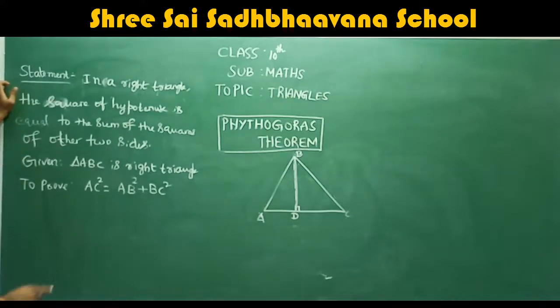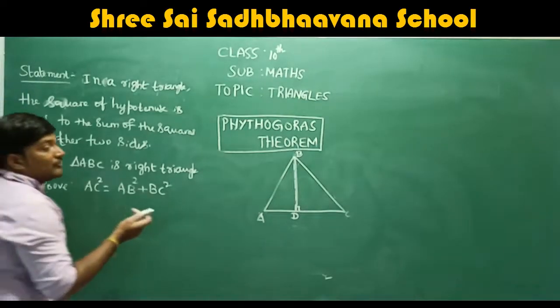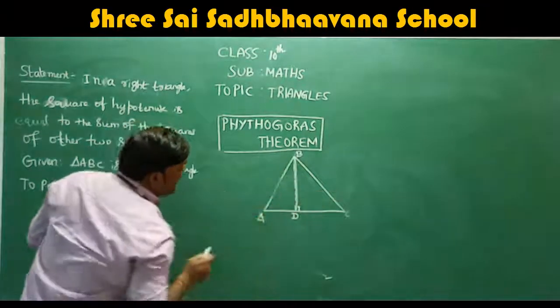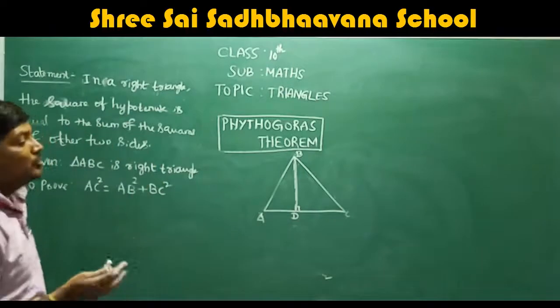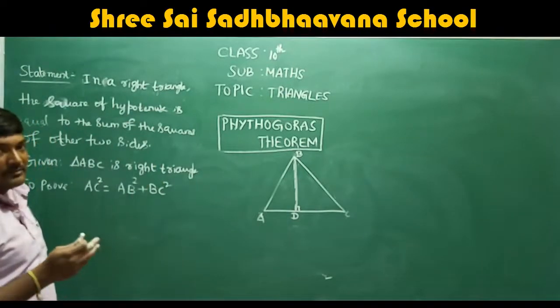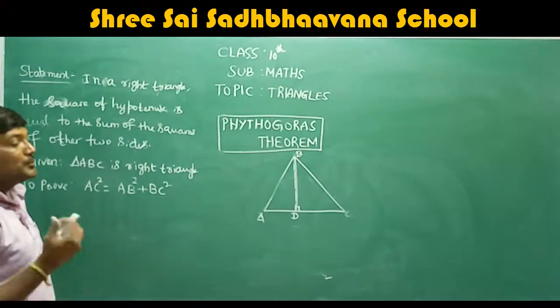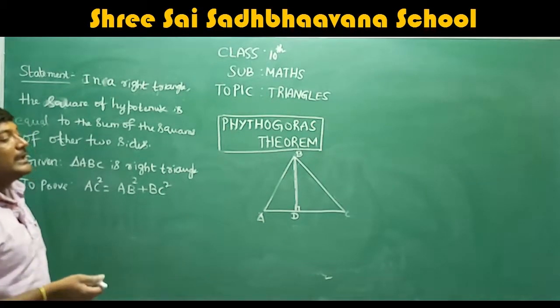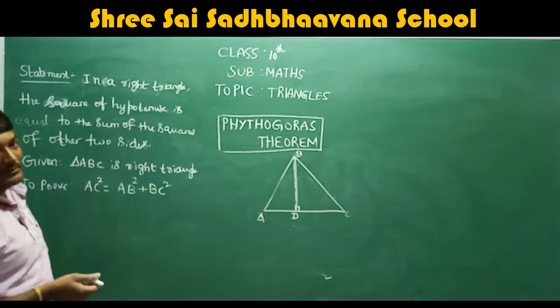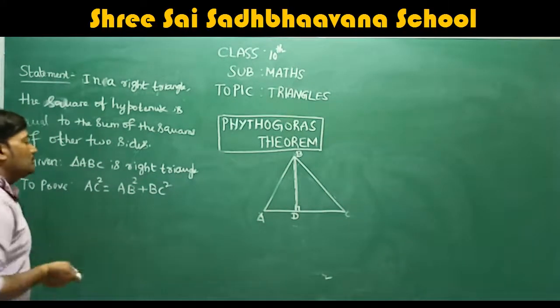I'll repeat the statement. This Pythagoras theorem states that the square of the hypotenuse, means longest side, which is AC. For example, if we take ABC triangle, AC square is equal to, what are the other two sides of triangle ABC? AB and BC. It means AC square should be equal to the sum of AB square plus BC square. It means what we have to prove? We have to prove that AC square is equal to AB square plus BC square. Okay, so that we have to prove.